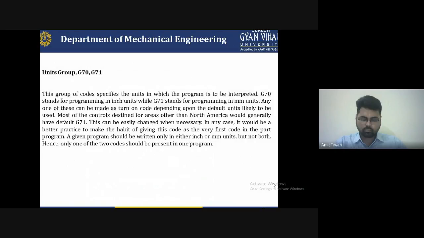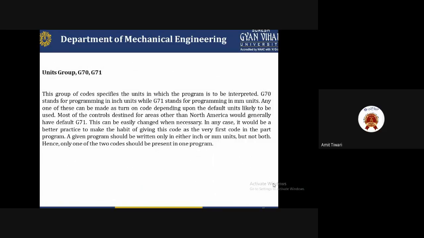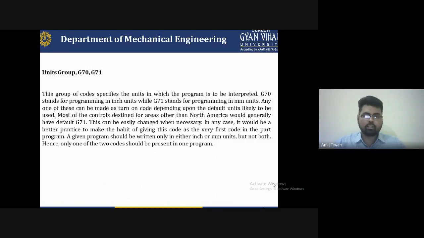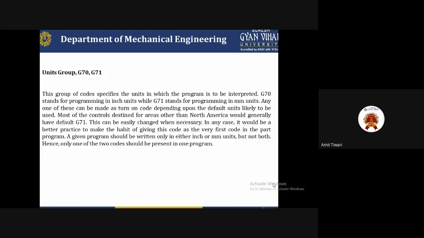Second is a unit group, G70 to G71. You have to mark that this group of codes specifies the unit in which the program is to be interpreted. G70 stands for programming in inches, while G71 stands for programming in metric units. One of these can be made as the default, depending upon the default units likely to be used.